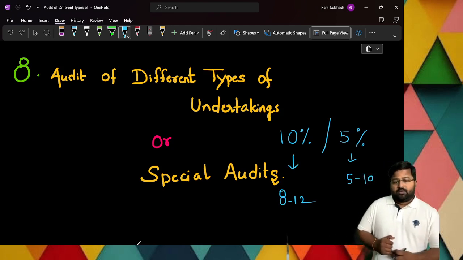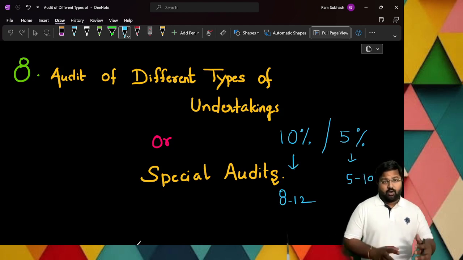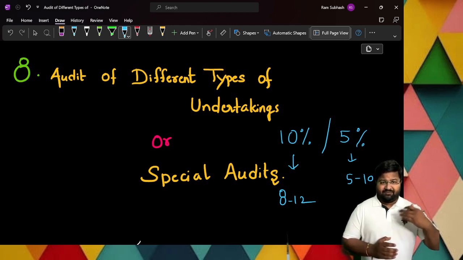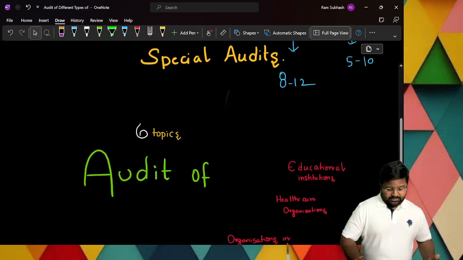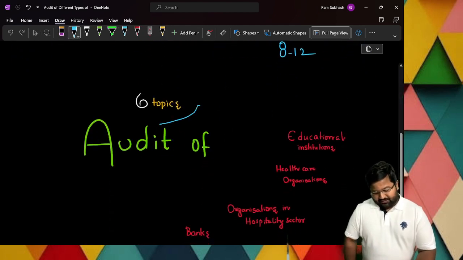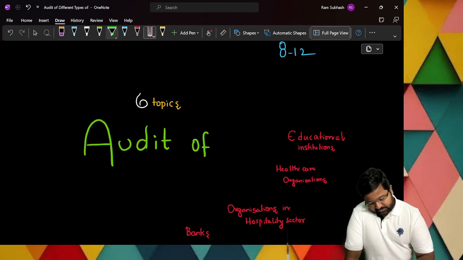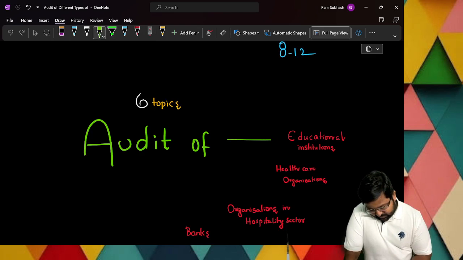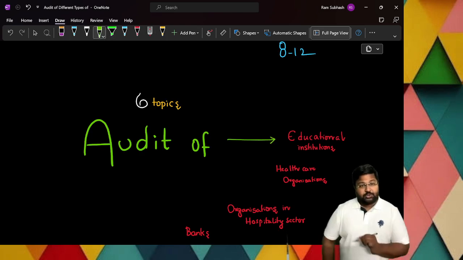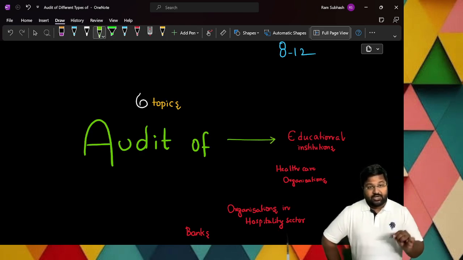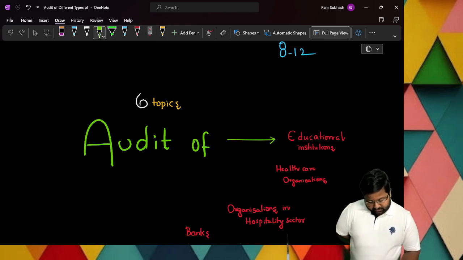So what are the subtopics in this area, or the different types of audits we are going to deal with? There are six topics entirely. The first one is regarding educational institutions. What is that? Educational institutions are nothing but schools and colleges.